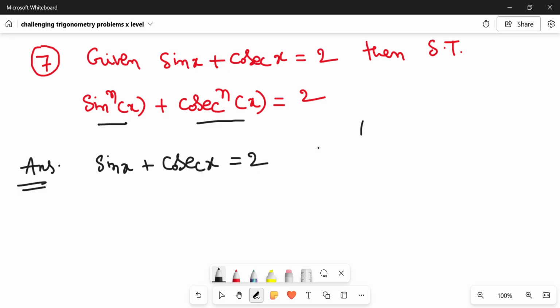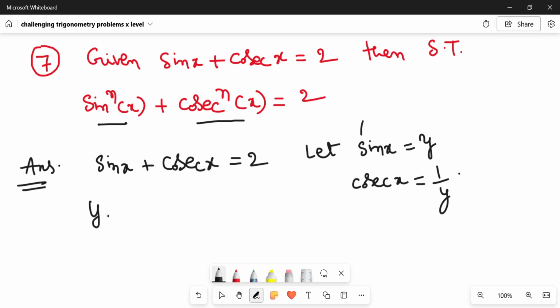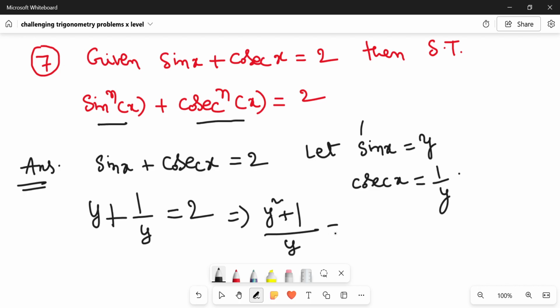So what I will do is, let us assume for some time that sin x is equal to some y. So the cosecant x is the reciprocal of sin x. Obviously cosecant x becomes 1 by y, right? So let's plug these things here. So this becomes y plus 1 by y, which equals 2. Let us take the LCM, and you get y square plus 1 whole divided by y, that is equal to 2.